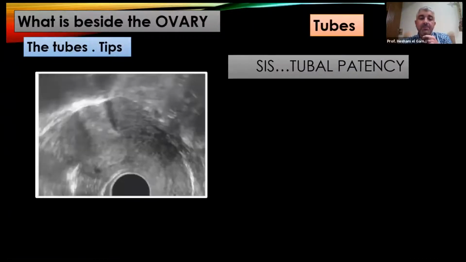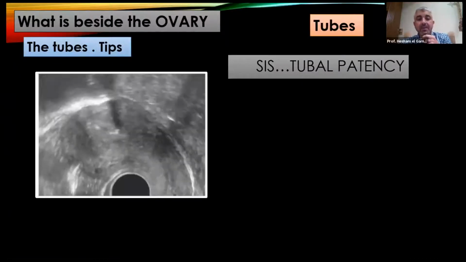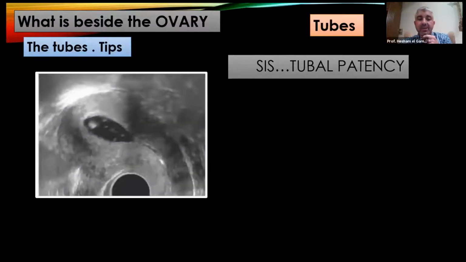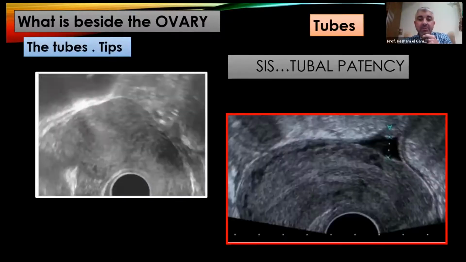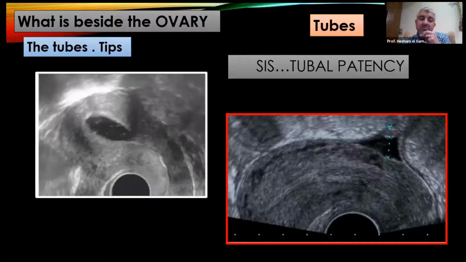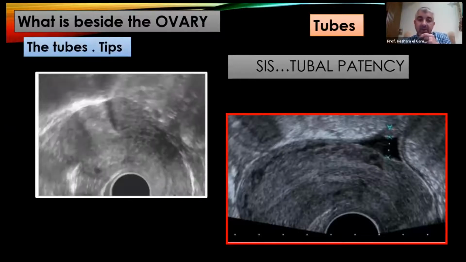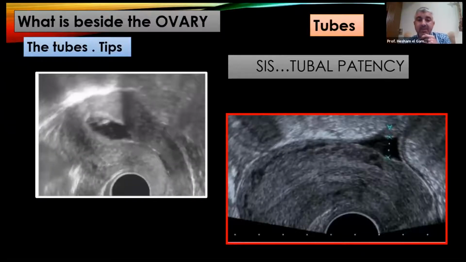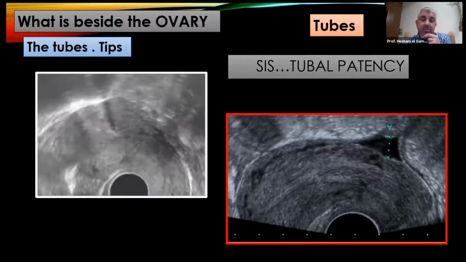Again, with the tube, if you want to test tubal patency, you push some fluid inside the uterine cavity, and you see the Douglas pouch. If there is some fluid in the Douglas pouch, most probably one of the tubes, at least one of the tubes, is patent. Of course, you should see that there's nothing in the Douglas pouch before starting the SIS.